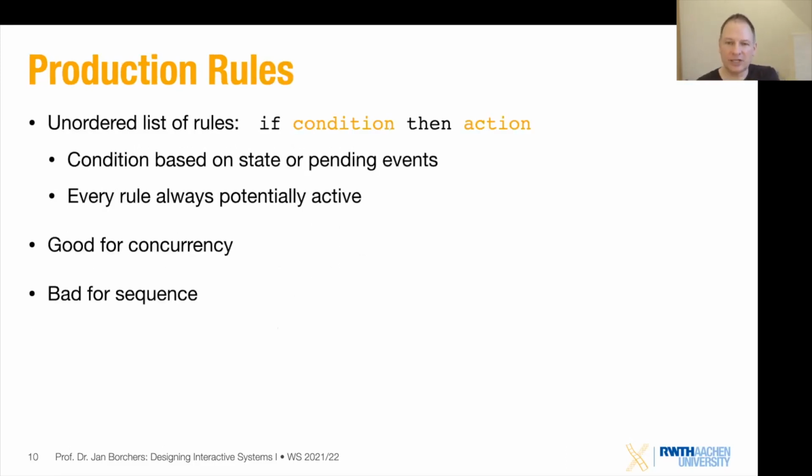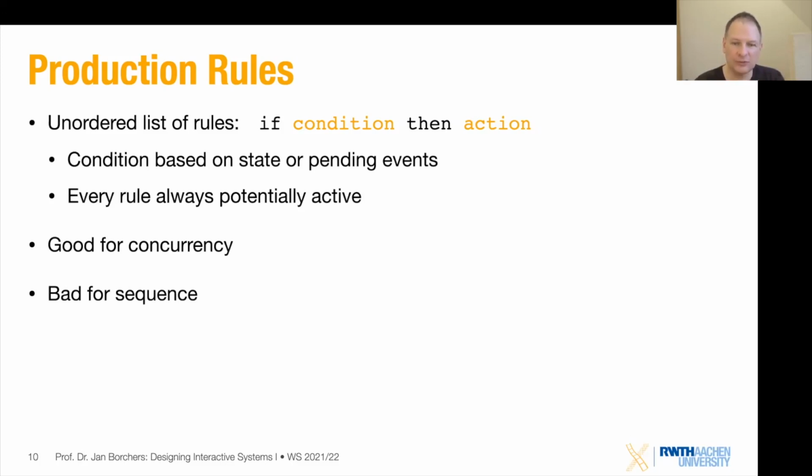Now, let's look at something that is actually more suited for graphical user interfaces. And this would be production rules. Again, production rules is something you should know from your computer science studies. Production rules are an unordered list of rules. Each rule has the format of a condition, and if that condition is fulfilled, then the action behind it can happen, right? It can fire, if you like, and it can do that at any moment as soon as the condition is fulfilled.